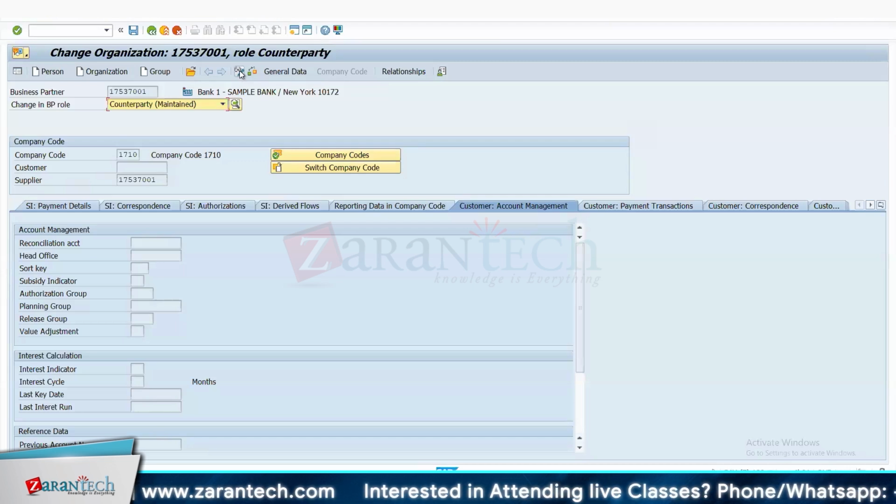But if you are okay to do a payment request, and if you don't want any such open item as such, then even a counterparty role should be good enough. But here in our design, we're going to try and create an open item for us.